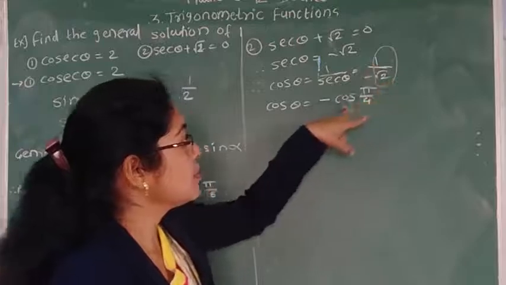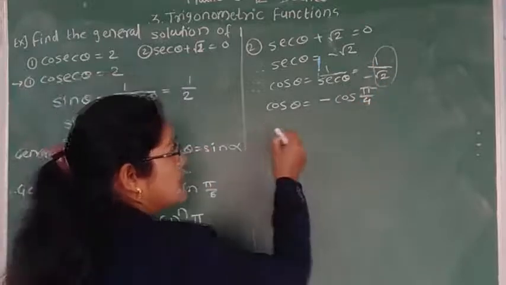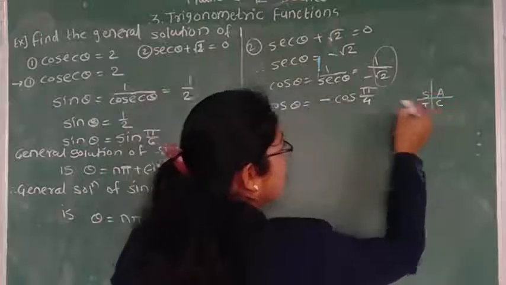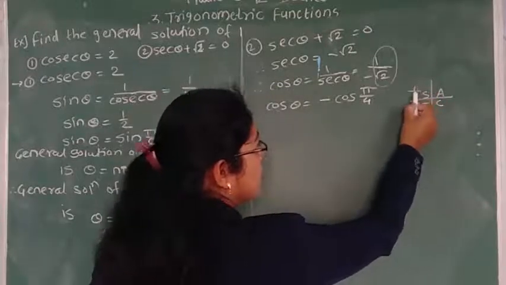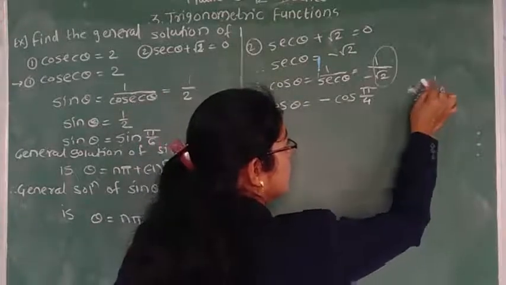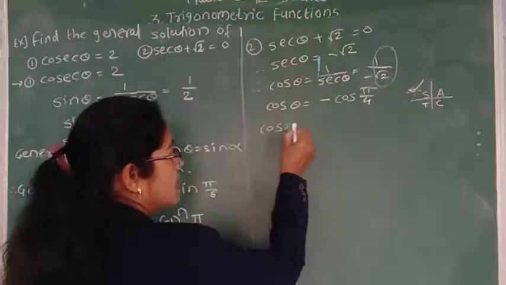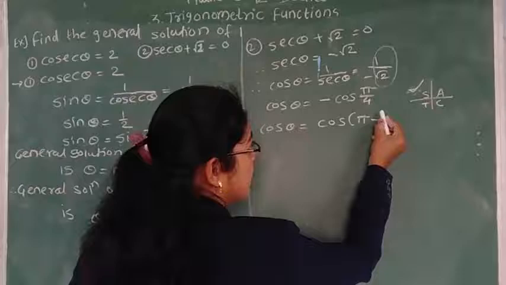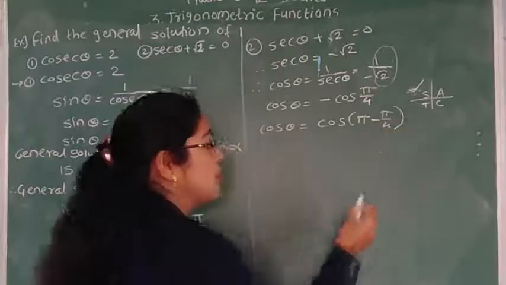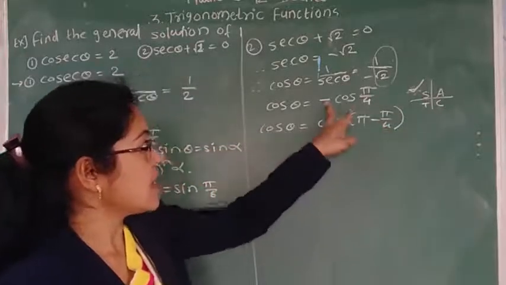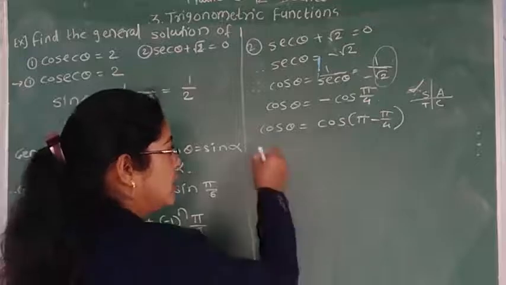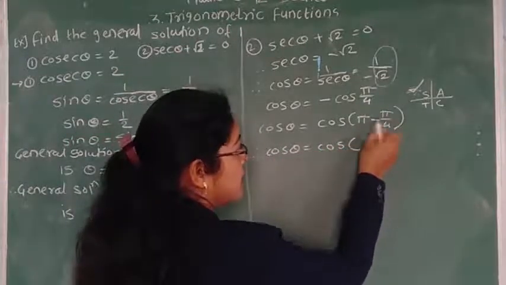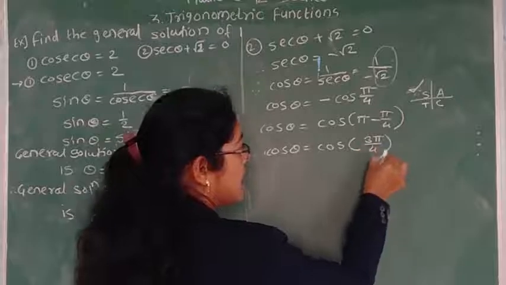So we replace 1 upon root 2 by cos pi by 4, and we know that cos is negative in second quadrant. So we can write cos theta is equal to cos of second quadrant pi minus pi by 4. So cos of pi minus theta is minus cos theta. So therefore cos theta is equal to cos of 4 pi minus pi, which is 3 pi by 4.